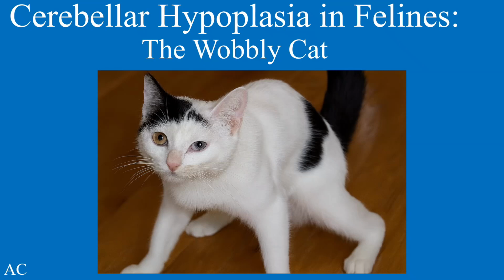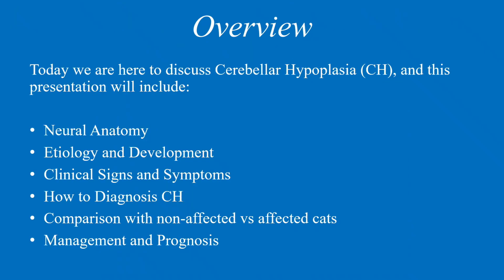Today, I'll be discussing cerebellar hypoplasia in cats, commonly called CH or wobbly cat syndrome. In this presentation, I will be exploring the neural anatomy of the feline, particularly the cerebellum and its function, the etiology and development of CH, its clinical signs and symptoms, how it's diagnosed in felines, how affected cats differ from unaffected cats, and finally, management and prognosis.